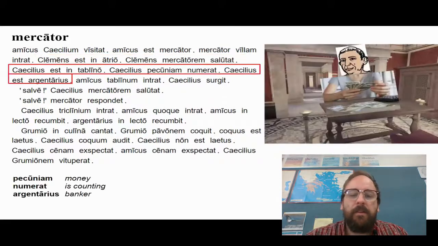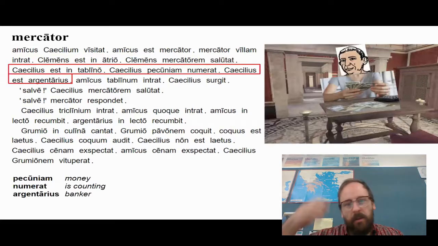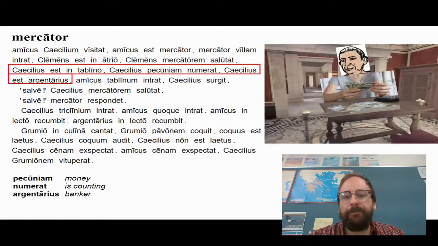In this highlighted section, you see that there are three words down at the bottom that we don't know already. Pecuniam is money. Numerat means to count. Probably could have figured that out. We get the word number from that, obviously. And an argentarius is a banker.